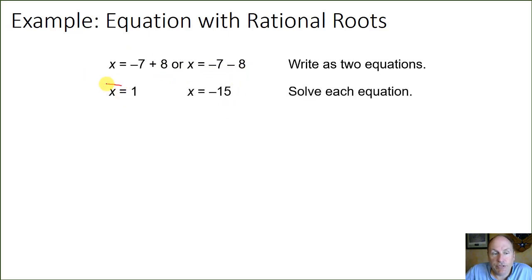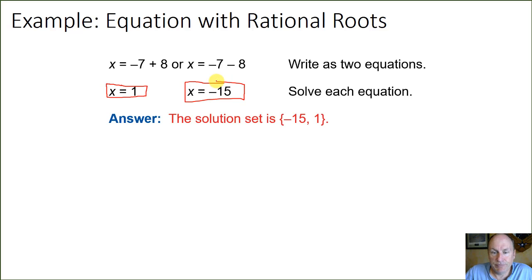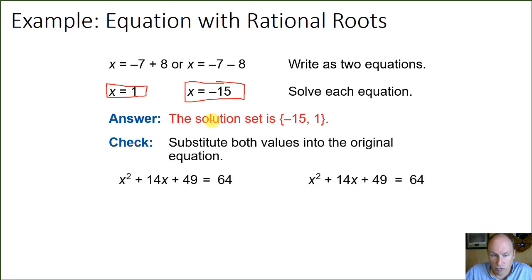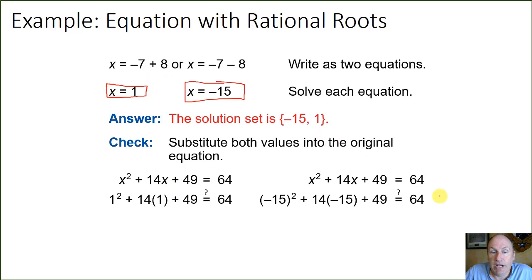When we simplify that, we get two solutions. x could equal 1 and x could equal negative 15. We need to verify both of those by substituting into the original quadratic. If we take x squared plus 14x plus 49 equals 64, and we put in x equals 1, and x equals negative 15 into both of those, we're going to test to see that we get 64 in both cases.